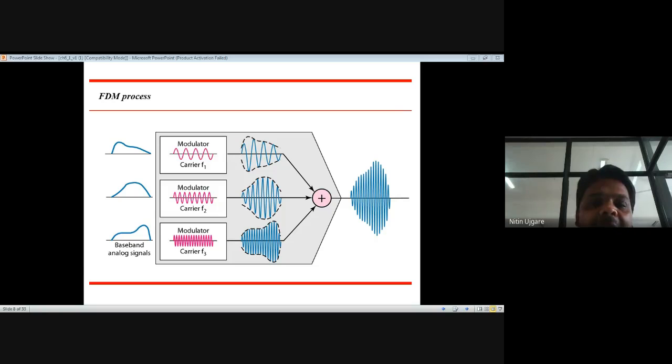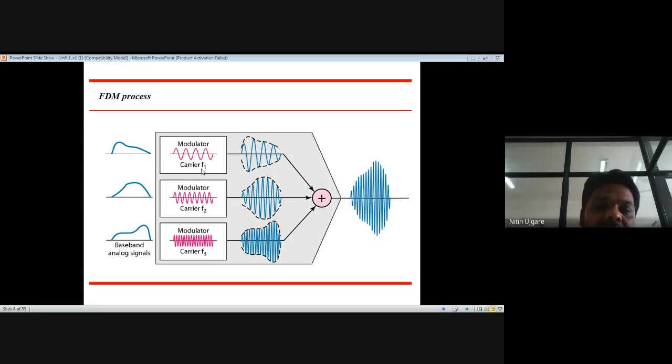In addition, the carrier frequencies must not interfere with the original data frequencies. So we have to ensure that the carrier frequency should not interfere with the original frequency. In this figure, you can see that these 3 different analog signals have been combined together into one composite analog signal, and the one composite analog signal is then transmitted across this transmission medium. Whereas we are using the guard band in between each of these carrier signals.